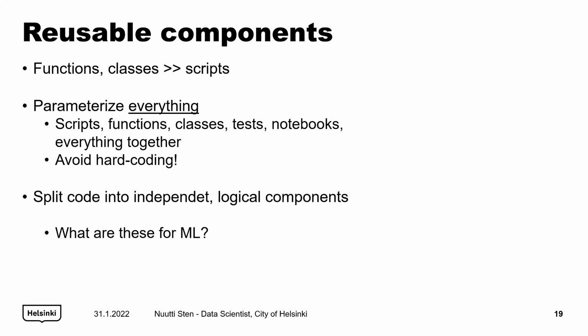And as said, you should also split your code into independent components. So if you have a part of your code that deals with your data, and then you have a part of your code that deals with your model creation, you should not entangle these. So it's best if you can even separate them into separate files, separate notebooks.